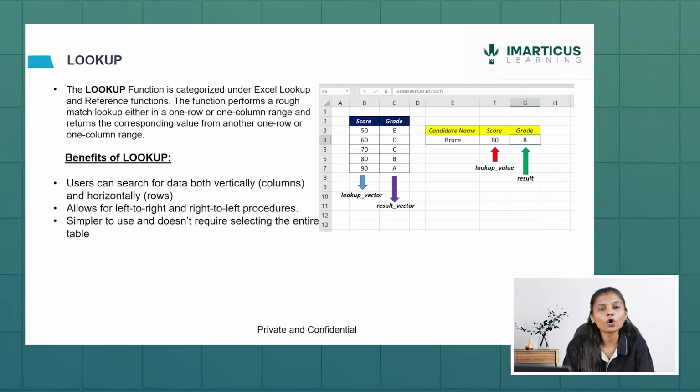So when I talk about looking for data, referring to data, or searching for data with respect to lookup, there is no restriction that you have to search a vertical table or a horizontal table. You can take help of both of them. It allows searching from left to right and right to left, which means from the first column to the last column, and from the last column to the first column.